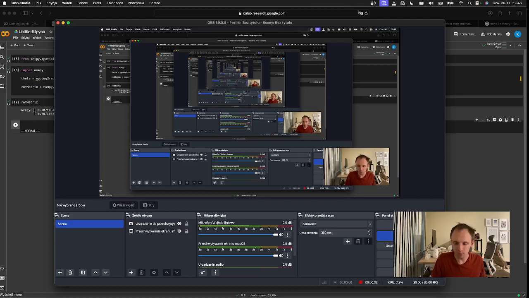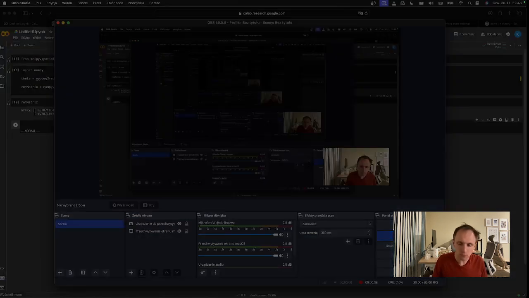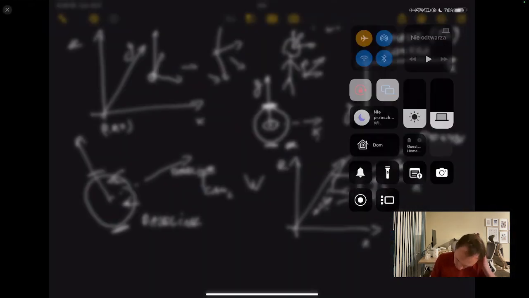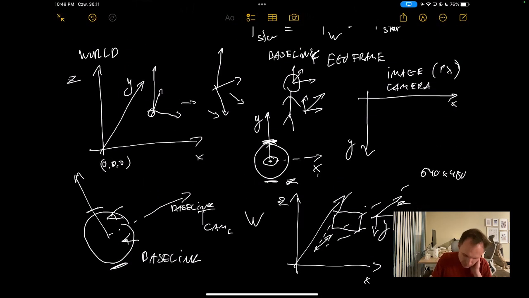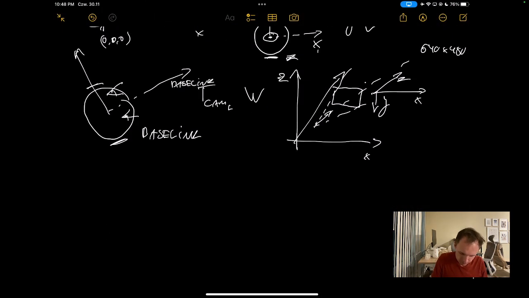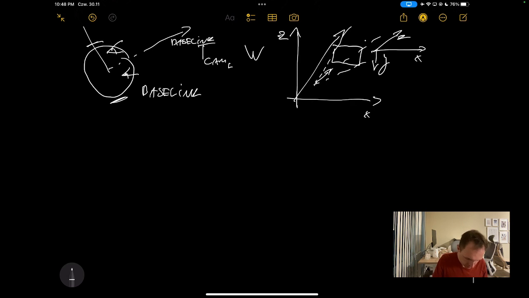Actually, I want to mention two things real quick while still fresh in my mind. So one thing is the difference between image and camera frame. It's a small detail, but a pretty important one. We'll get into details of this in the future. So, image frame.